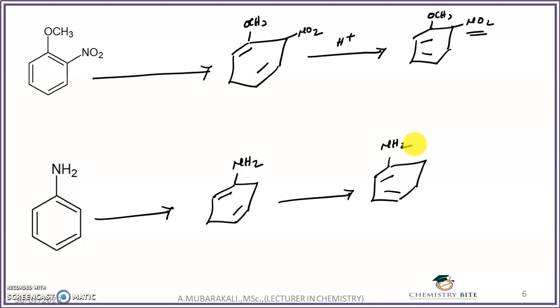Okay guys, this is about the Birch reduction. Still, sodium in liquid ammonia or lithium in liquid ammonia has a lot of applications. It can even reduce triple bonds. It can even reduce alpha beta unsaturated carbonyl compounds. That we'll discuss in the next lecture.